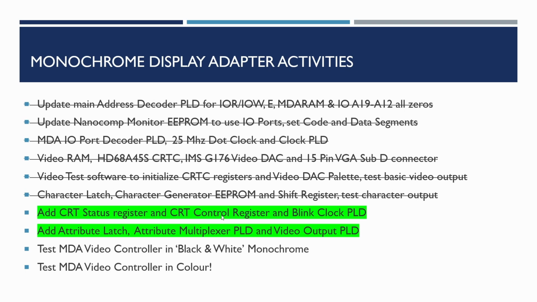So in the next video, what we're going to do is to start adding the status register, control register, and the blink clock PLD, and that will be needed so we can then add the attribute latch, the attribute multiplexer, and the video output PLD. And the video output PLD is the thing that encodes most of the complex rules to do with flashing, blinking, reverse video, and underlines.